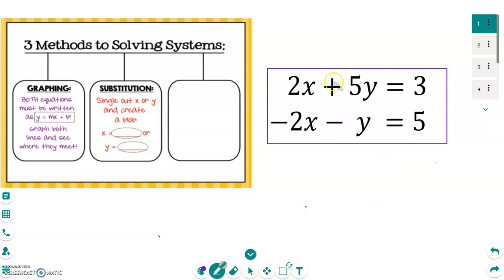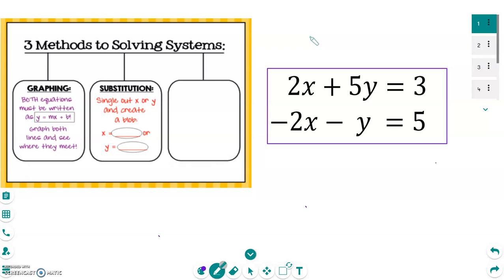Alright everyone, I'd like for you to take a look at the system of equations here, and I'd like for you to stop, pause, and just think for a moment which of the methods we learned last week you would use to solve this system. Okay, so I'm going to give you a few minutes to go ahead and write down your answer. You can choose any method of your choice.